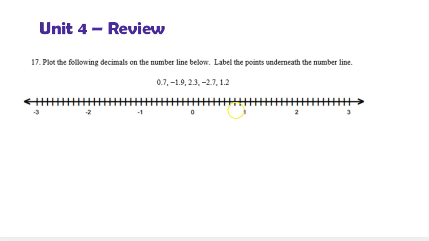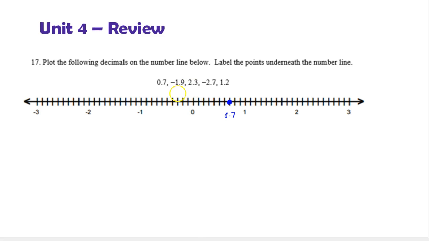So here's 0, here's 1. If these are tenths, this means 0.7 or 7/10. So I'm going to start at 0 and move 7 to the right. 1, 2, 3, 4, 5, 6, 7. This is 0.7. Notice it's less than 1, even though we counted seven, because we were counting by the unit fraction of tenths.